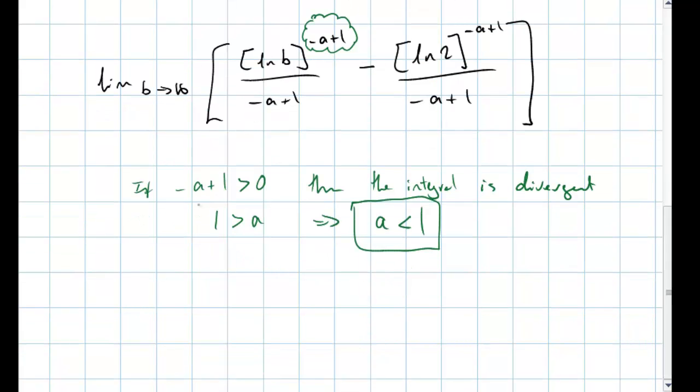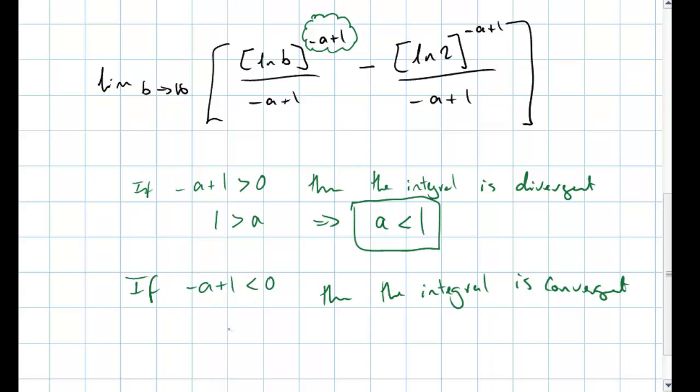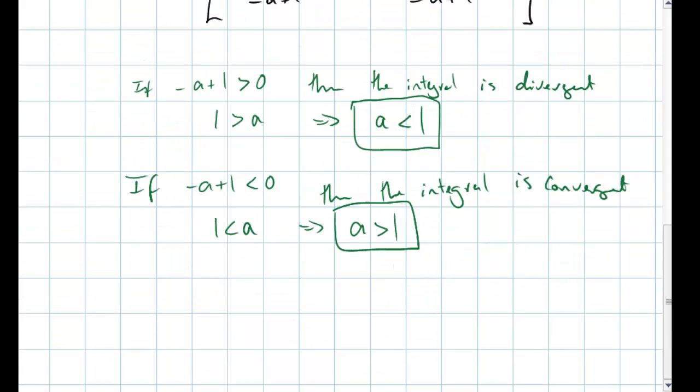Let's have a look at what happens for convergence. Well, we can now say if minus a plus 1 is less than 0, that means that it's a negative power, and as we said before, it puts the ln b to the power of whatever into the denominator, then the integral is convergent. And that gives me 1 like that, which obviously looks better if I say if a is greater than 1. So if a is greater than 1, we're going to have convergence.